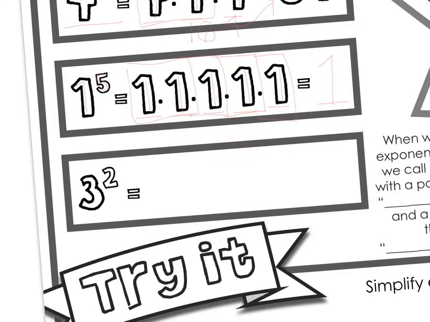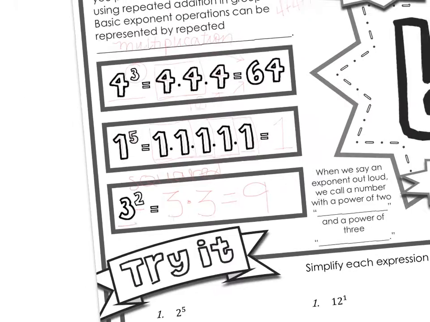So 3 to the second, or this could also be said as 3 squared. So it could be 3 to the second power, or 3 squared. And as repeated multiplication, that means to take 3 times itself, 2 times, and 3 times 3 is 9. So 3 to the second power is 9.